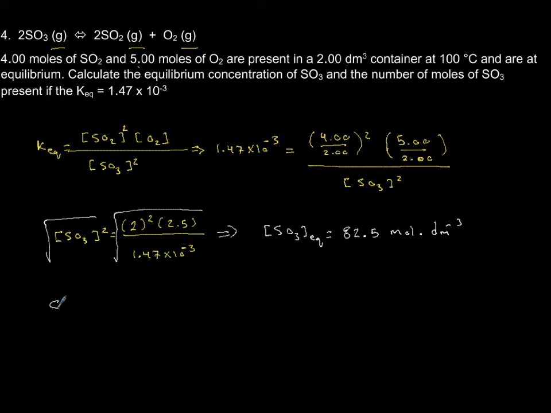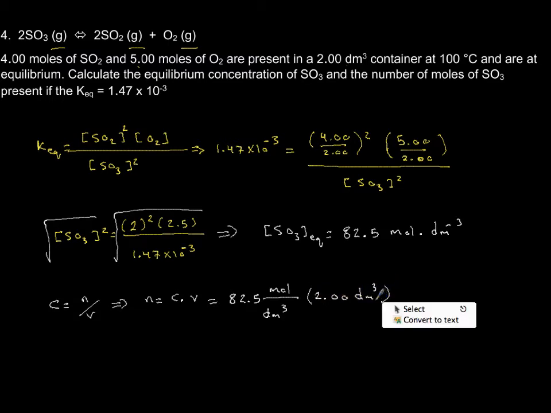Now if concentration was moles over volume, we can say moles is simply equal to concentration times volume, which is 82.5 mole per decimeter cube, multiplied by the volume of the container, which was 2 decimeter cube. They cancel each other out, like terms. Your final answer is 165 moles of sulfur trioxide at equilibrium.